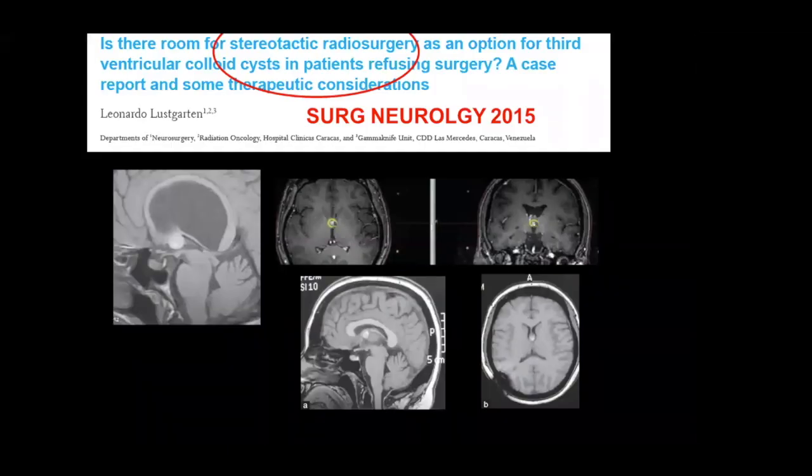So people are trying gamma knife, which to me, I don't subscribe to this thinking at all. Why should anybody think to go for gamma knife unless he has nothing else to do? And this is a paper, Surgical Neurology 2015, where you go and aspirate the cyst stereotactically, and then you give the capsule a gamma knife. I don't subscribe to anything near this kind of thinking.